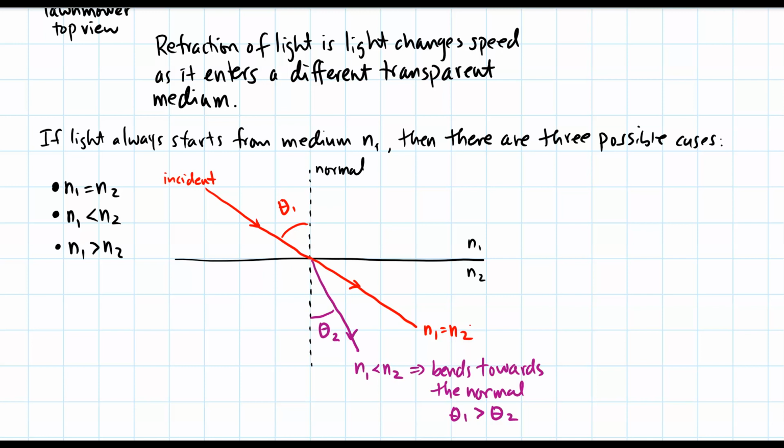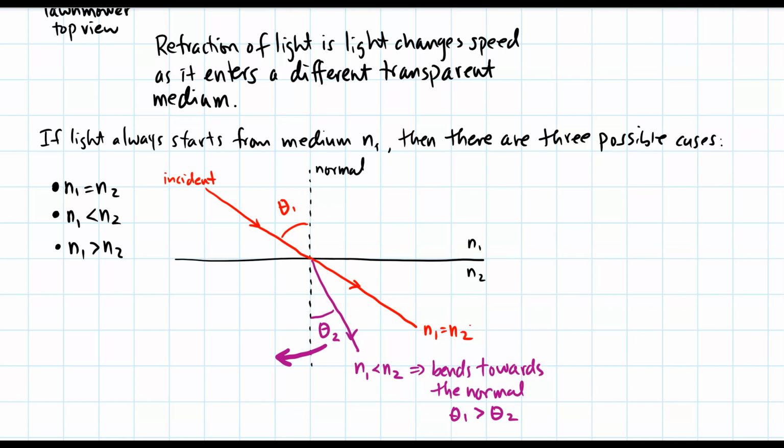Picture-wise, you see that the ray moves towards the normal in this direction, and as it bends towards the normal, if I compare the magnitude of the angle theta 1 to the magnitude of theta 2, theta 1 will always be greater than theta 2.